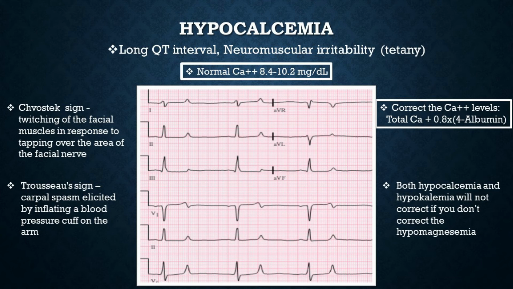The Chvostek sign describes the twitching of the facial muscles in response to tapping over the area of the facial nerve. Trousseau is the name of 2 distinct phenomena, both named after the French internist. Trousseau sign is a carpal spasm elicited by placing a blood pressure cuff on the arm and inflating it slightly above the systolic pressure. The other phenomenon is the Trousseau syndrome of malignancy, aka migratory thrombophlebitis, which is recurrent and appears in different locations over time. It's most commonly seen with pancreatic cancer and adenocarcinoma of the lung.